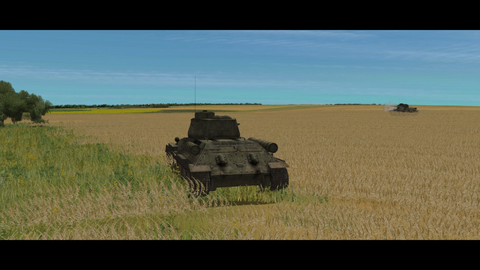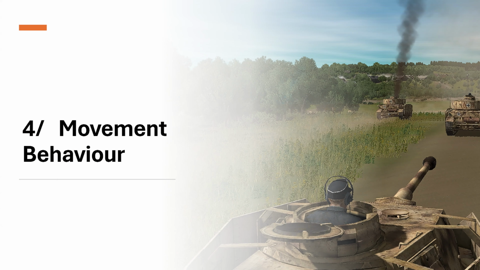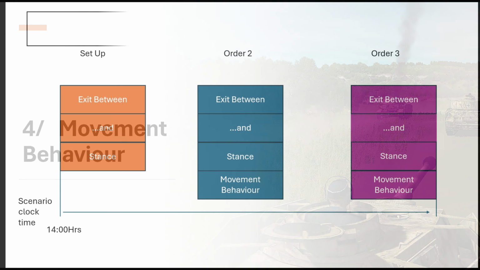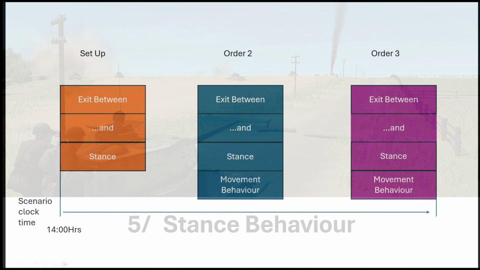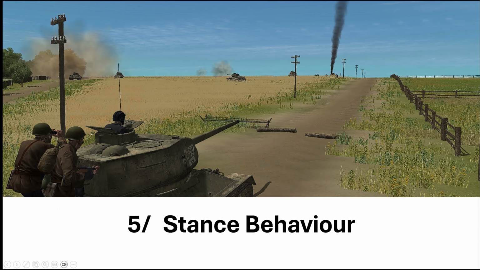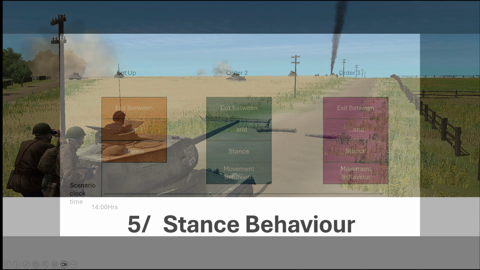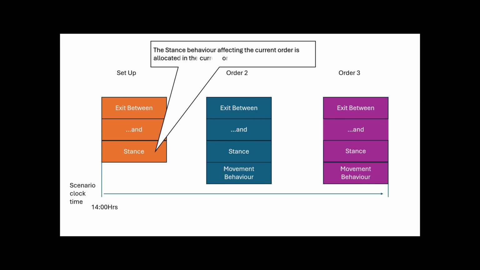Number 4, movement behaviour. When creating orders, the movement behaviour in an order group refers to the previous order. Number 5, stance behaviour. The stance behaviour affecting the current order is allocated in the current order.